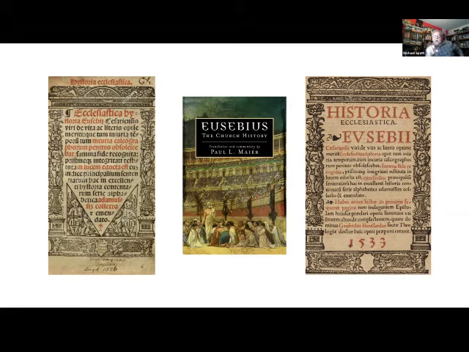By the way, the church history written by Paul Meyer, he used to teach here in Fort Wayne before he went to Western Michigan in Kalamazoo. He's a Missouri Synod Lutheran historian, but he's written the definitive work on Eusebius and the translation of Eusebius's church history.